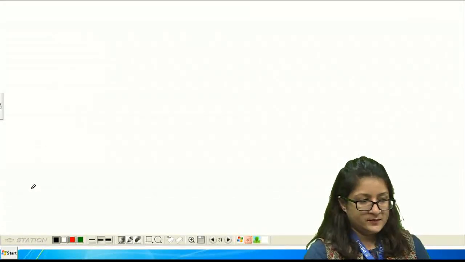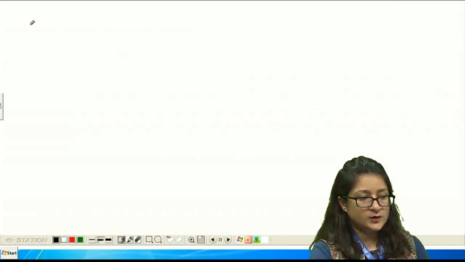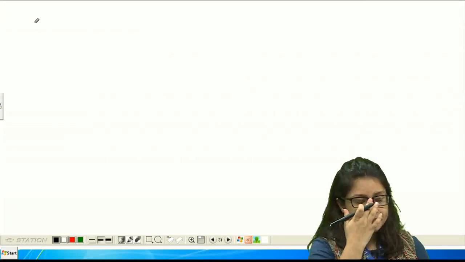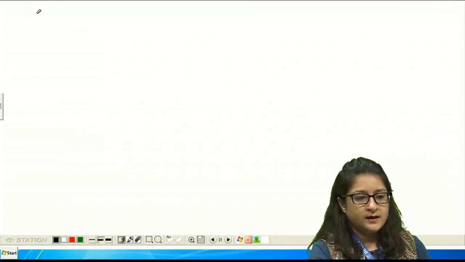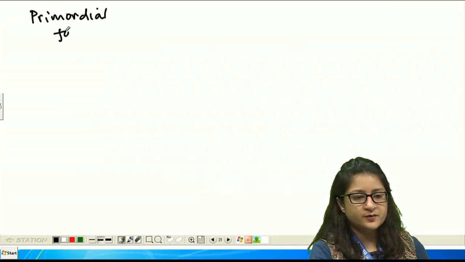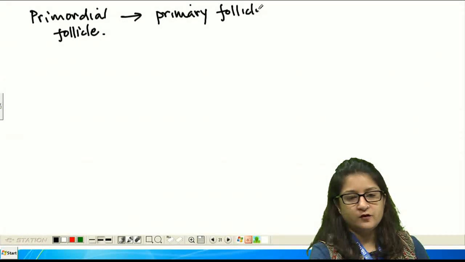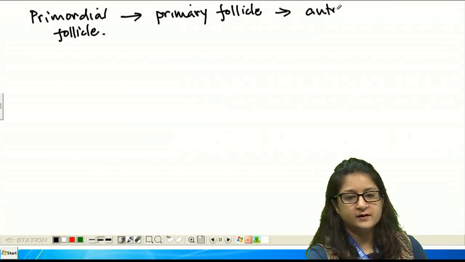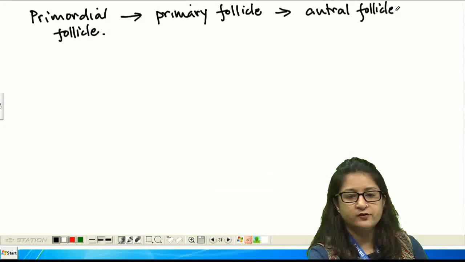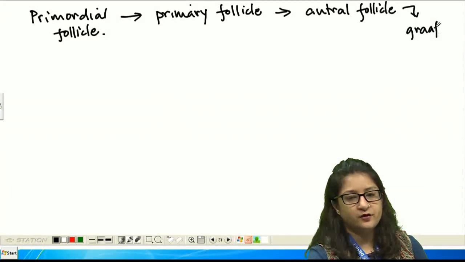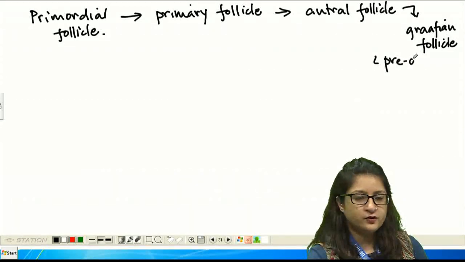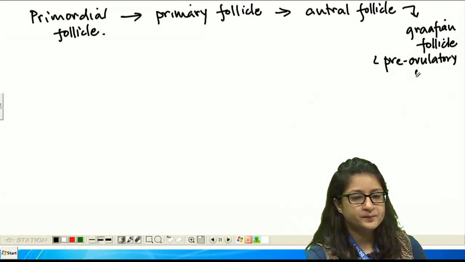Now, what else in the menstrual cycle do you have to remember? It all begins with the primordial follicle. The primordial follicle forms the primary follicle, and then it will form the preantral follicles and antral follicles, and finally the graafian follicle. This graafian follicle is the preovulatory follicle.